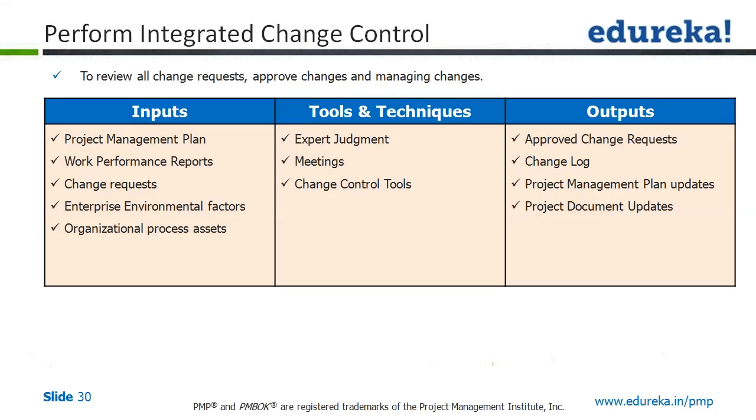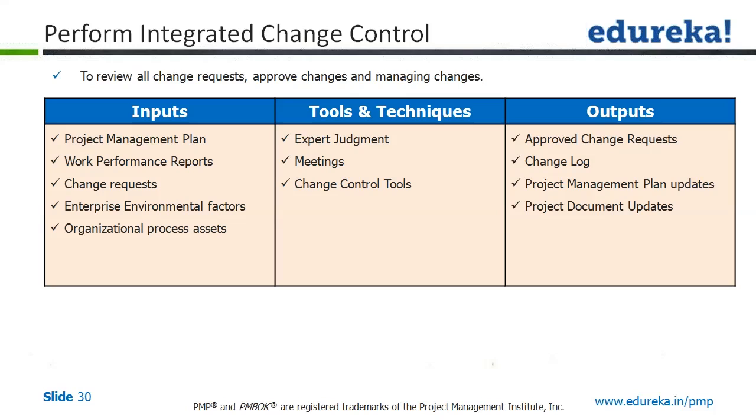And what I need to tell you now, over and above the names of the respective processes, is that the monitoring and control area for this particular knowledge group has two processes in it. The one which we talked about is monitor and control project work, which we just finished. And the second, which we are into, is perform integrated change control. So this is the second area in monitoring and controlling. Yes, the fifth area from the project integration management perspective. Okay.